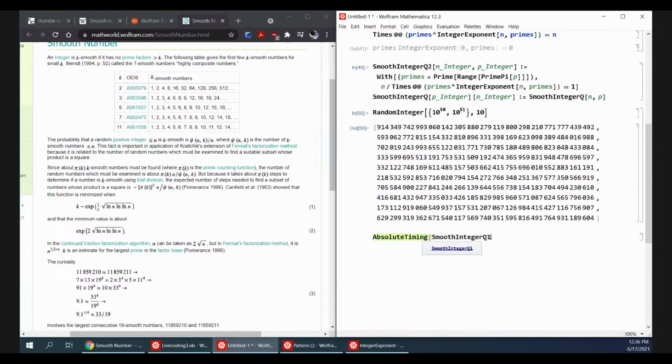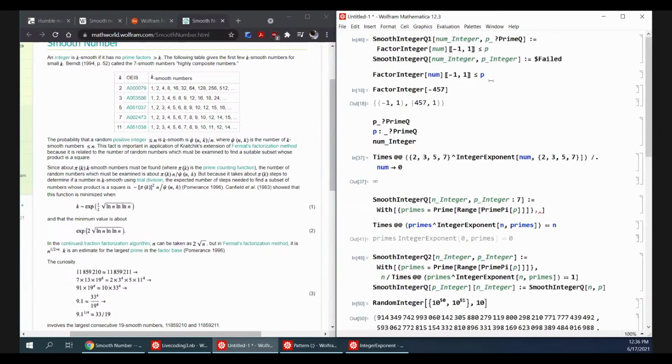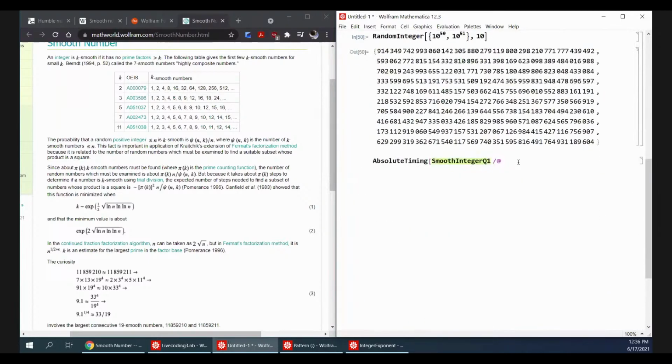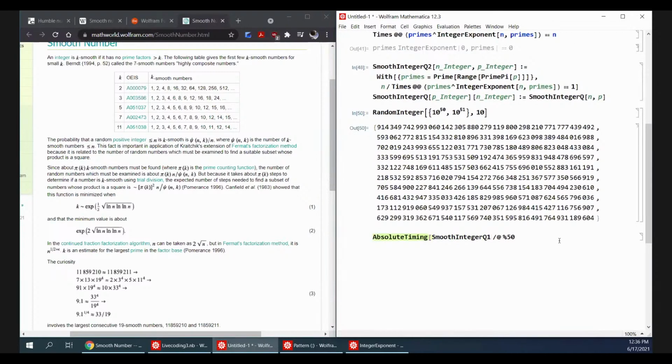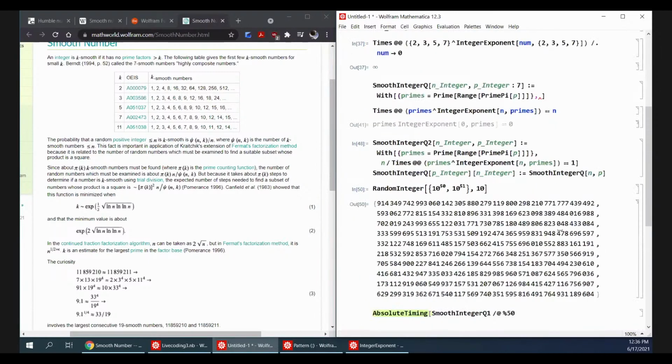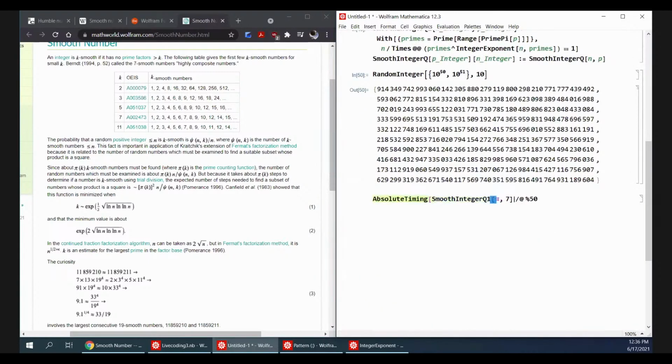Smooth integer q will do 1. So this is the method. 1 is using factor integer. You'll need to do a hash comma 7 or something, right? Oh, yeah. Should we use 7? We're using the 2-argument. That's a good point. Thank you. Yeah, we'll try it with 7. So this will give us the timing of that. And we'll do it again with smooth integer q2. So this one is using integer exponents.